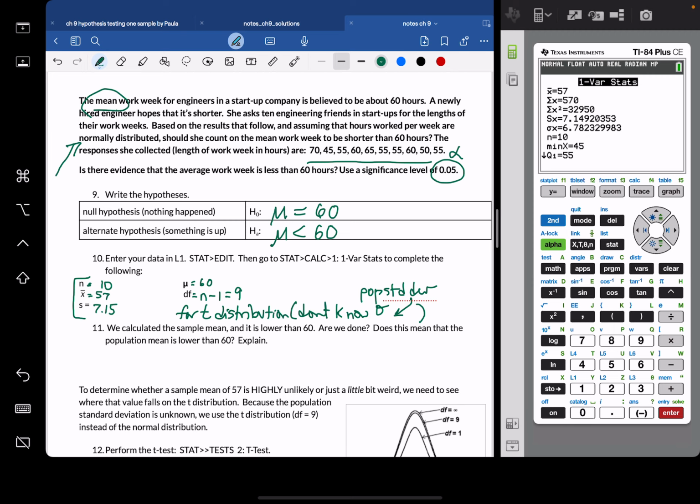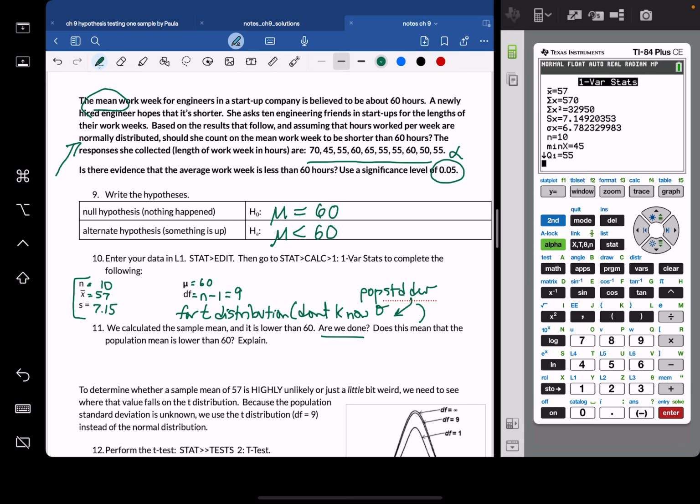Okay, so we've filled out everything that we know here. We calculated the sample mean, and it is lower than 60. It's 57. Are we done? I've had students who are just like, yep, the sample mean is below 60, so we're done. But the truth is that there is variability in sampling, so this does not necessarily prove that the population mean is lower than 60. We need to go through the hypothesis testing process.